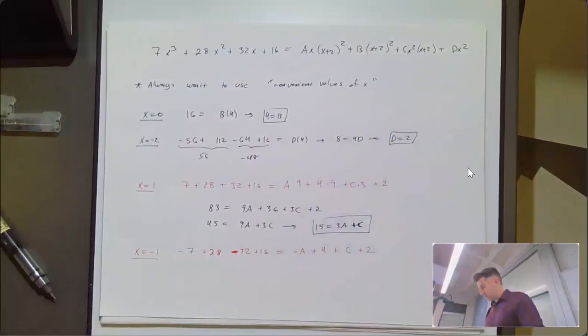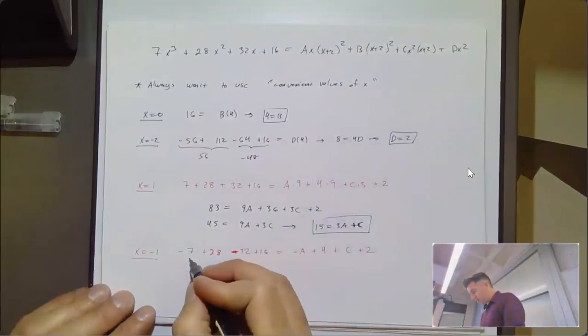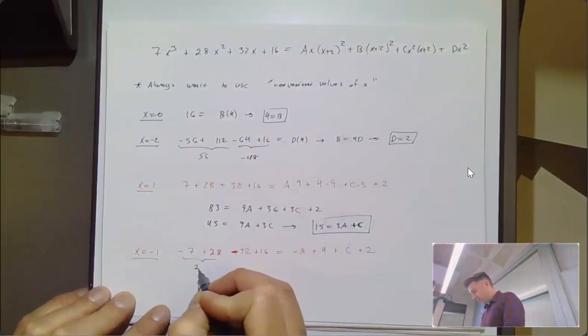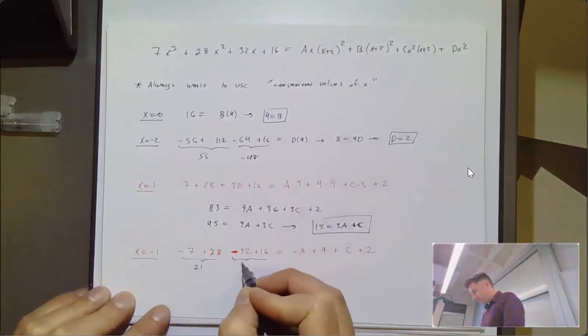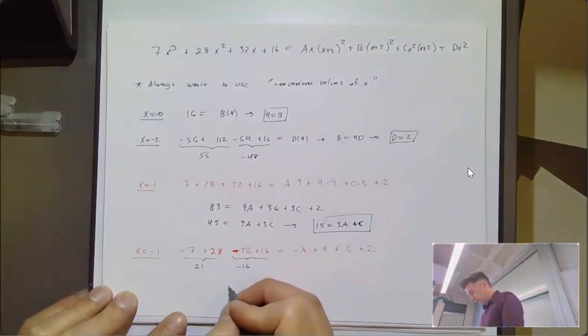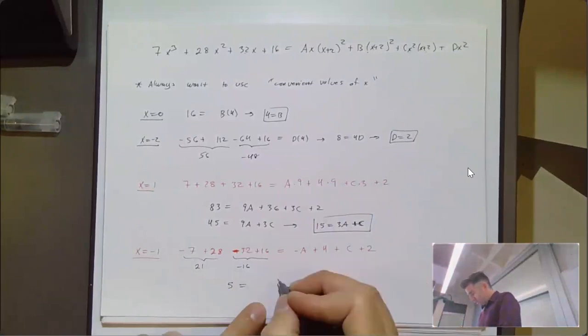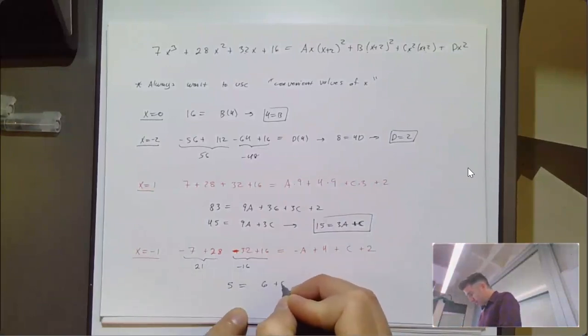So simplifying this, I have, let's see, -7 plus 28 is, well, let's do it this way. So I've got 21 there. I've got -32 plus 16, it's -16. So I have 5 on the left equal to 6 plus c minus a.